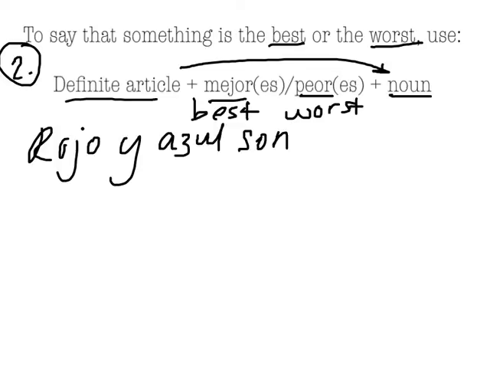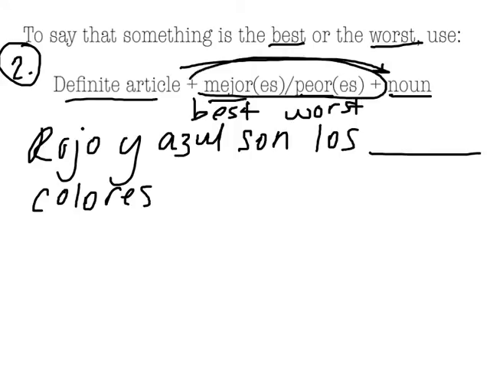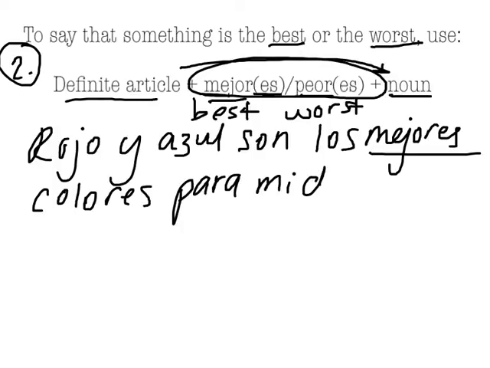So we need to say the, and it needs to go with colors. So we'll say los colores, and then in between we need to choose if we're going to use best or worst. Now remember, this must agree with the noun. So we're going to use the plural form. Son los mejores colores para mi dormitorio.